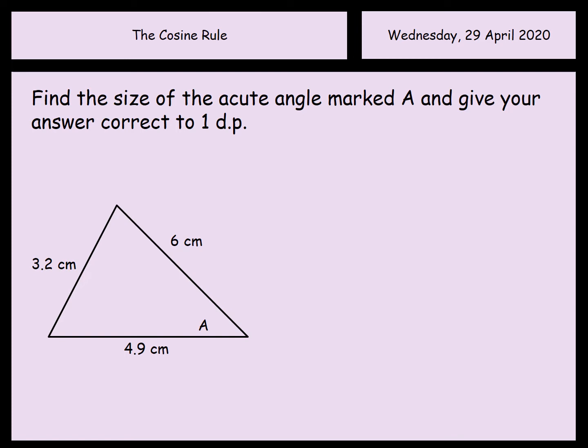Okay, second example then. So we've done one example where we were looking at finding a missing side. We're going to do an example now where we're finding a missing angle. So we start out with our rule. So we've got cos A. And again, notice that A is going to be opposite here. So you've got B squared plus C squared minus A squared over 2BC.